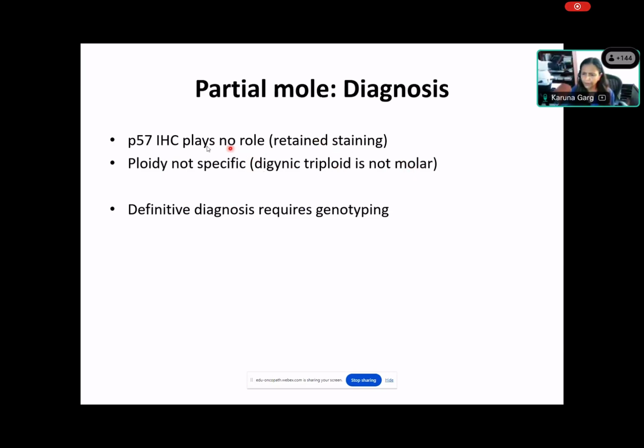So a partial mole is defined as diandric triploid. So triploidy alone is not sufficient for a definitive diagnosis of partial mole. So really, for us, definitive diagnosis of a partial mole requires genotyping. And let's talk briefly about genotyping.